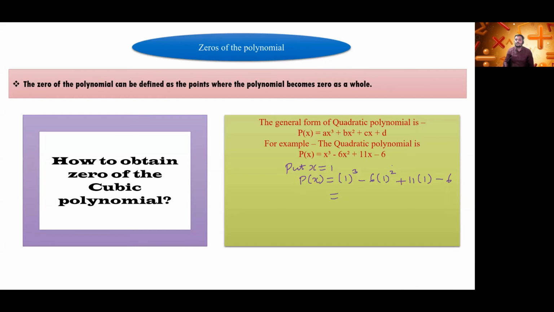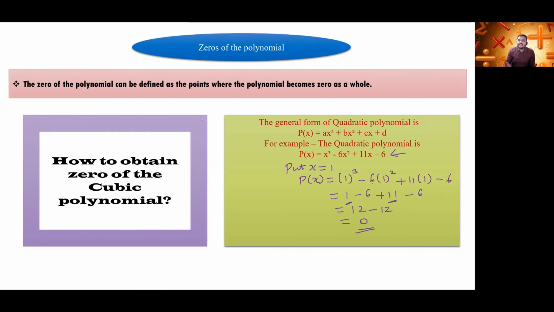Okay, so in this polynomial, we have just put x is equal to 1. Let us see whether this polynomial becomes 0 or not. So 1 cube is 1, minus 6 into 1 square, it will be minus 6, plus 11 into 1, it will be plus 11, and this is minus 6. So what we are getting here, this is 1 and this is 11. So 1 plus 11, it is 12, and minus 6 and minus 6, it is minus 12. So ultimately we are getting the polynomial as 0.